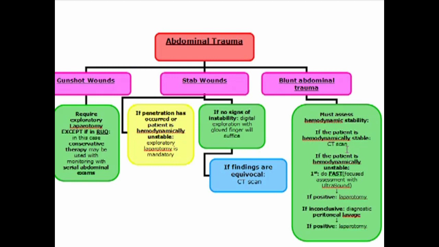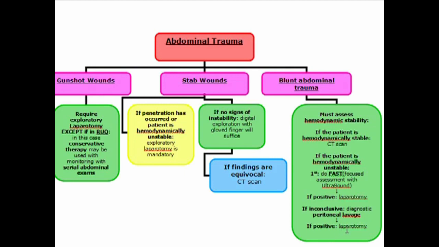If they are hemodynamically unstable, what do I want to do first? FAST. Focused assessment with sonography. Not diagnostic peritoneal lavage if they're unstable first. First, I want to do a FAST ultrasound. The question may show FAST and diagnostic peritoneal lavage both there. If FAST is there, you're going with the FAST, all right? And if the patient's hemodynamically unstable, you do the FAST. If it's positive, boom, laparotomy. However, if you do the FAST and the FAST is inconclusive, that's when you're going to diagnostic peritoneal lavage. And if the diagnostic peritoneal lavage is positive, you're going to laparotomy.